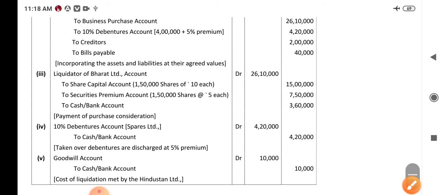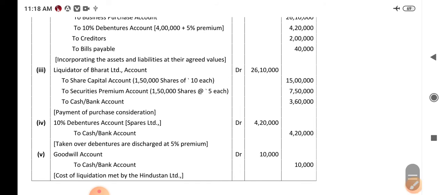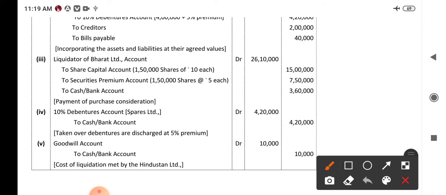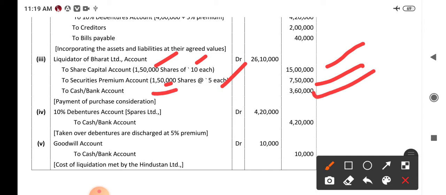Next entry, so for the settlement of purchase consideration, so liquidators of Bharat Limited account debtor, total purchase consideration given 26,10,000. To share capital, here we will record share capital. So total settlement made in the form of shares 22,50,000. Out of that, only 15 lakh will be transferred to share capital. 7,50,000 will be transferred to securities premium. 1,50,000 into 10 and 1,50,000 into 5 rupees. Okay, then in the form of cash they paid 3,60,000.